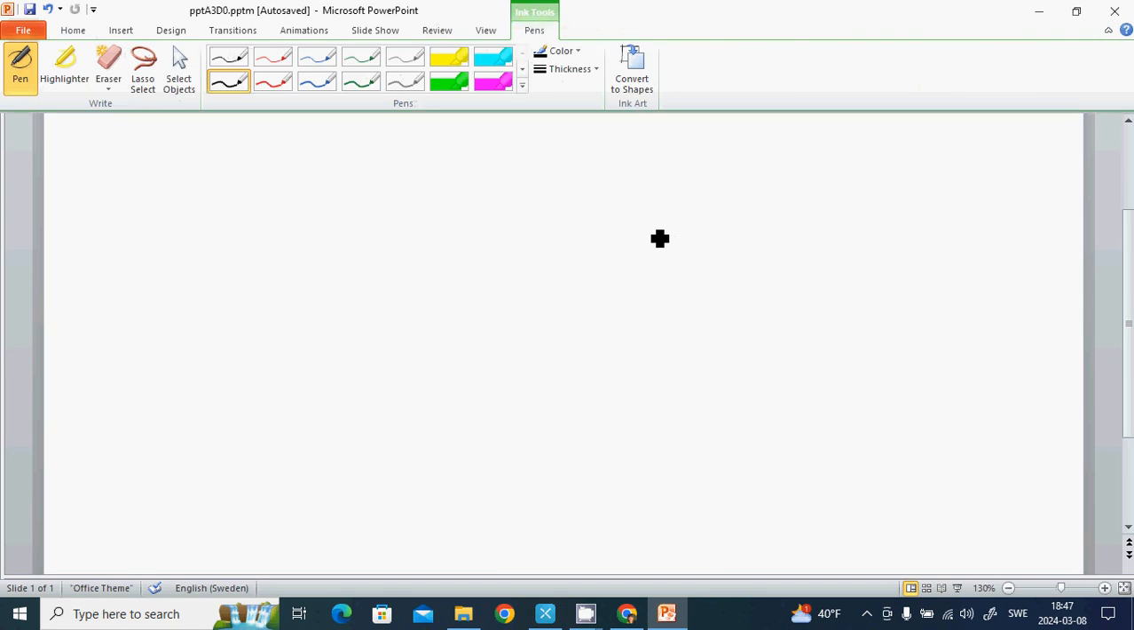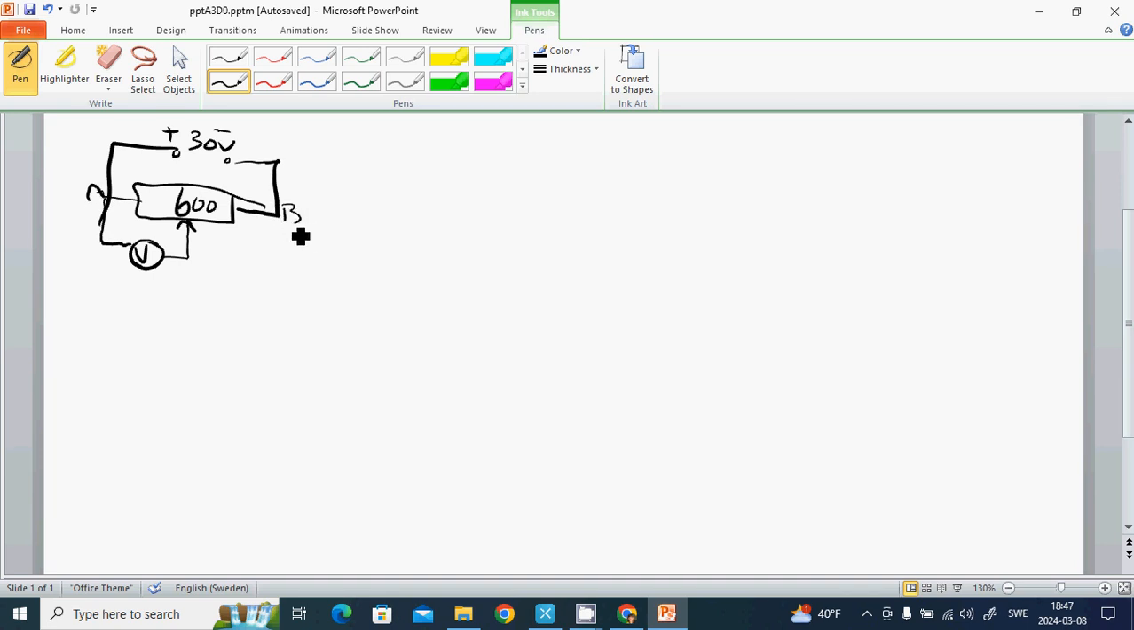Okay, if we have just a stable resistance and it works like a voltage, we have plus minus 30 volt on here, and we are going to have a resistor, and it connects to a voltmeter. It is 600 ohm, and it is A, B, and we will know what the V is. V belongs to which interval.